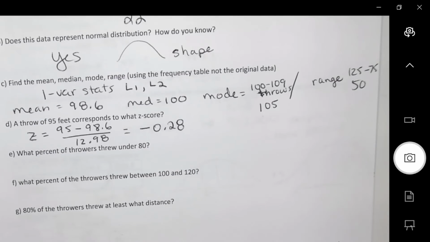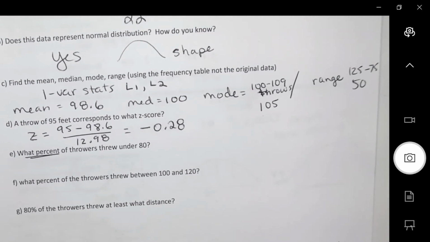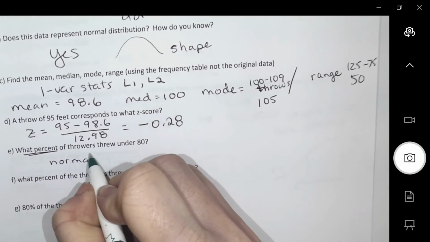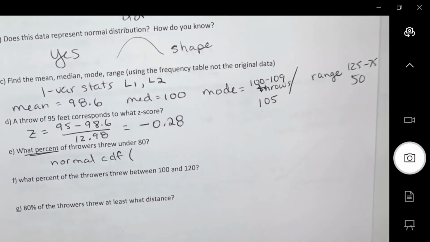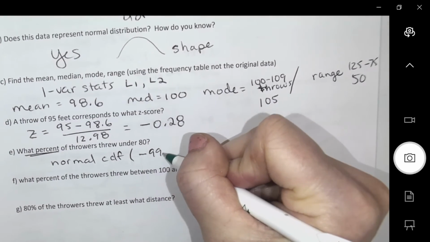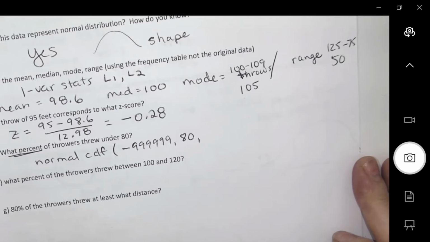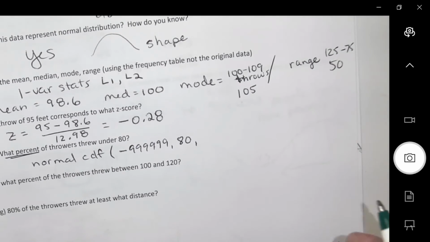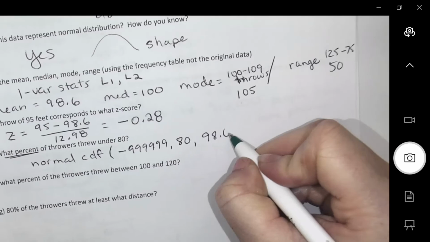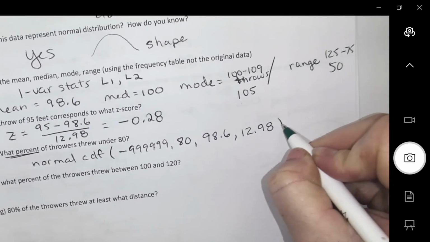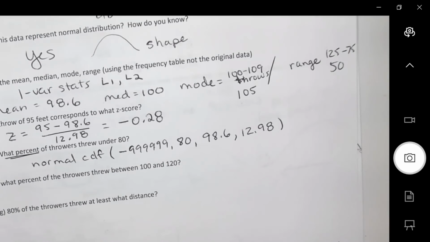Okay, what percent? Ooh, what percent? Which feature are you using as soon as you read what percent? Normal CDF. What percent were under 80? So below 80. So negative 9999 to 80, comma mean. We have our mean, comma standard deviation. So all those numbers we got already.